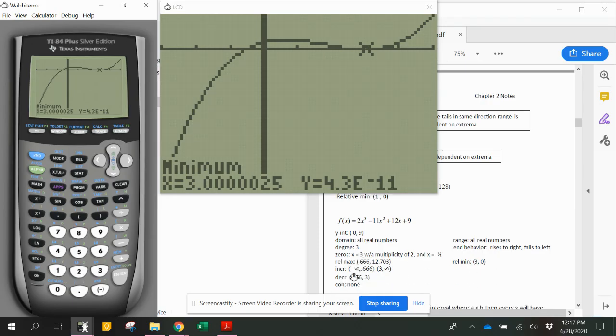Then you fill in your increasing, decreasing, just like you would in class. I hope this helped.